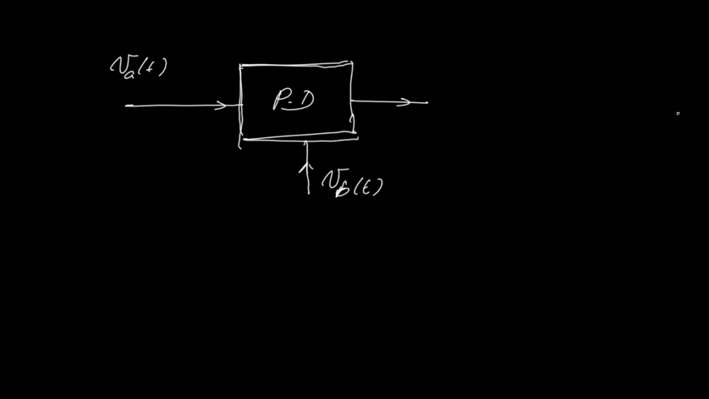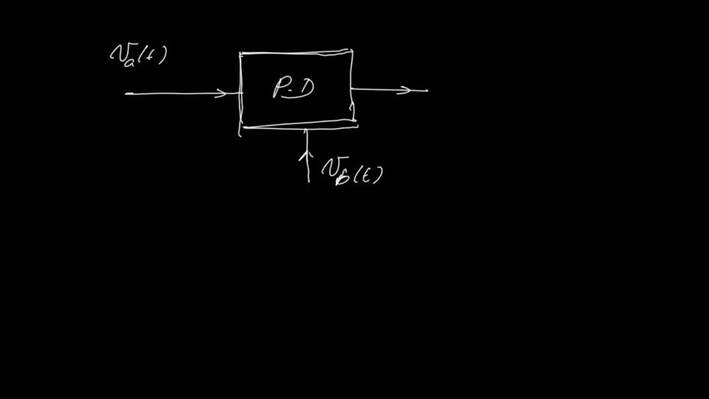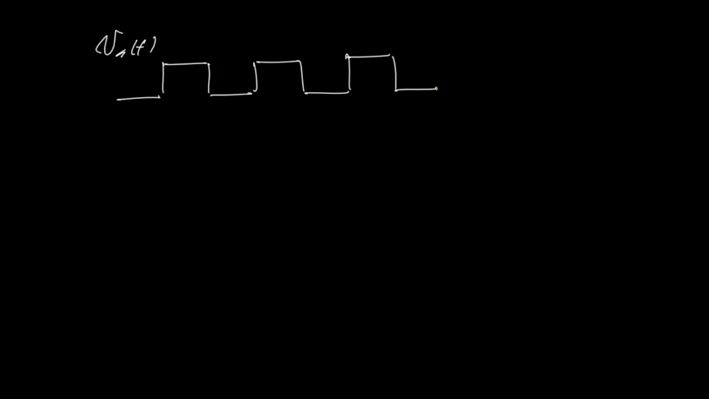What does the phase detector do? Well, we're going to assume that everything is a square waveform. By the way, this is not too complicated to build. It really is not complicated to build. I'm going to show you an example in just a moment. But for now, let's just see how it works. Imagine that VA of t is a square waveform, something like this. And VB of t is something like this.